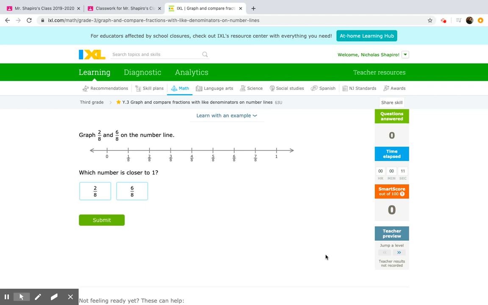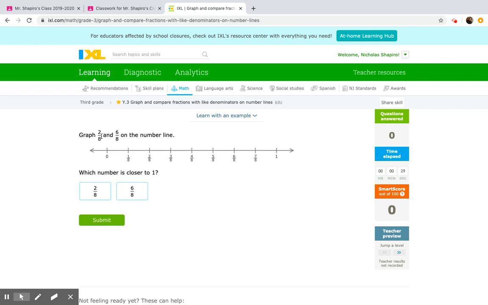All right, everyone. So for this one, it is exercise Y3. It's just like Y2, only this time you're doing the graphing, which means you're placing the dot on the number line. So here, you're going to graph 2/8 and then 6/8, which means you're going to place two dots on the line.